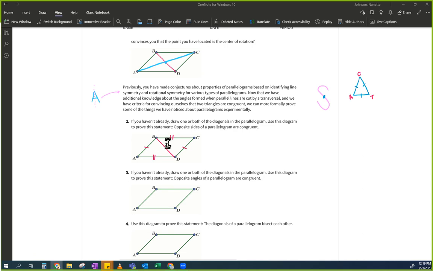Ms. Johnson, why can't you fold this? So can you imagine folding along this line? Do you see how A wouldn't match up with C? Do you see how A would not fold to C? Does that make sense? Do you guys all see that?